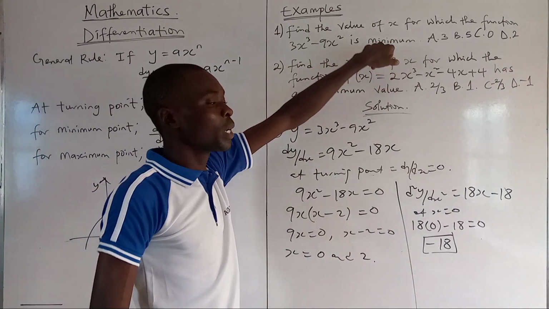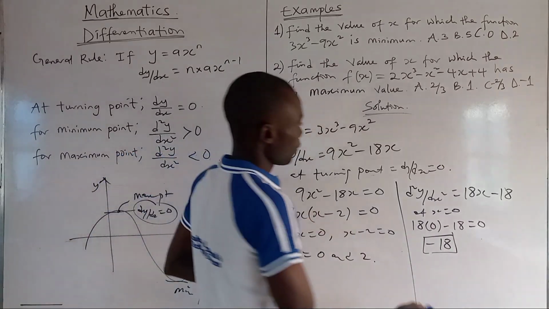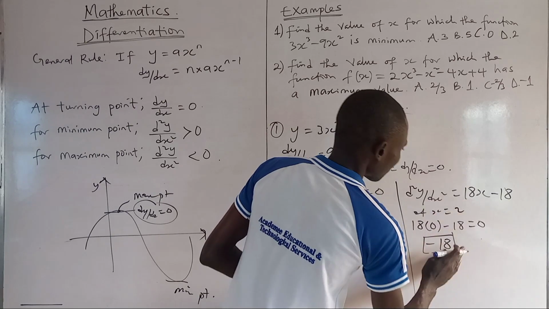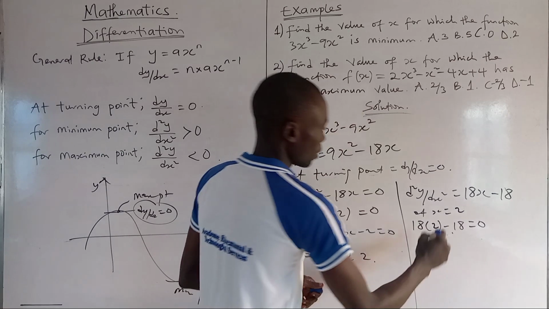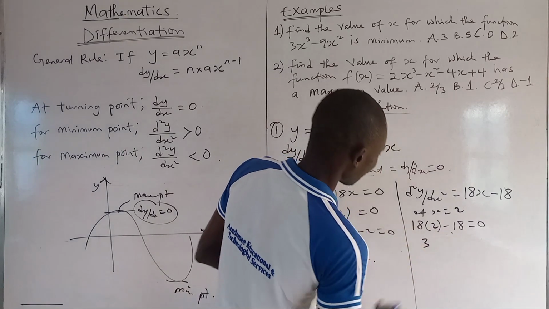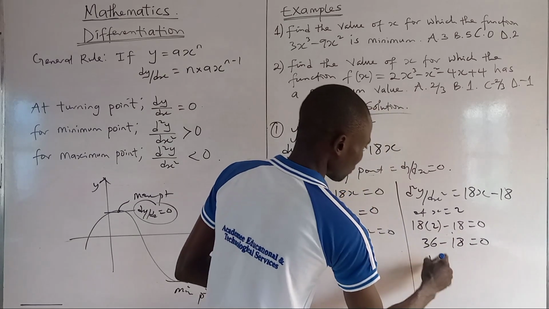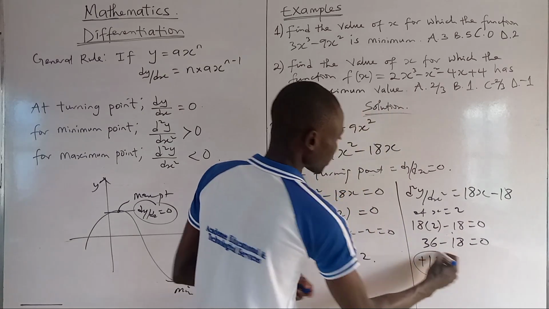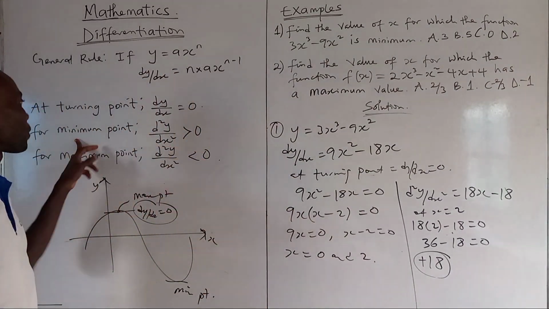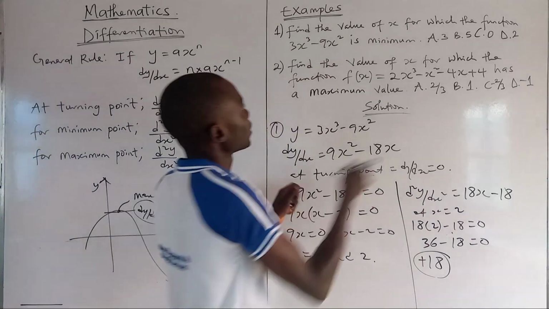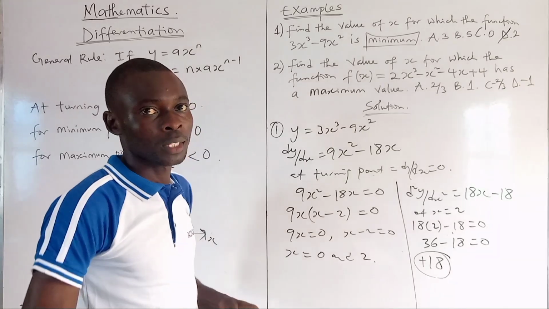And the question is focusing on the minimum point. So that means 0 is not the answer. Let's test for 2. At x equals 2, this is 18 times 2, which is 36, minus 18 equals 18. So this function will give us positive 18, which is greater than 0. And when you have the second differential greater than 0, that means it's a minimum point. That means 2 is the correct answer.